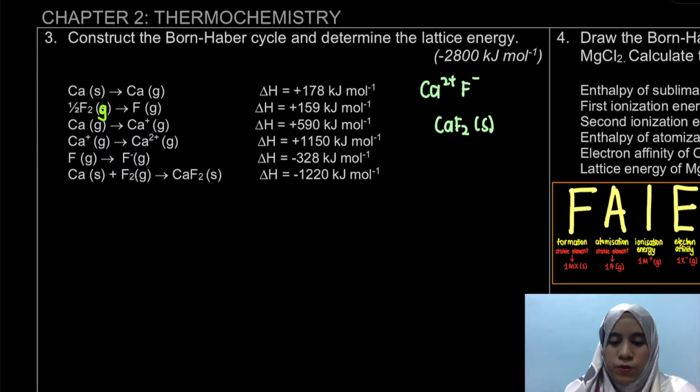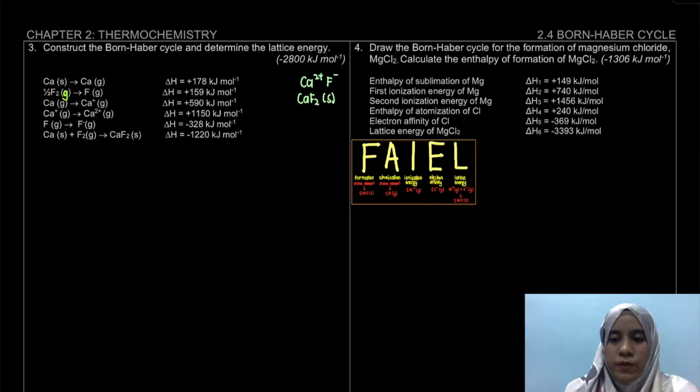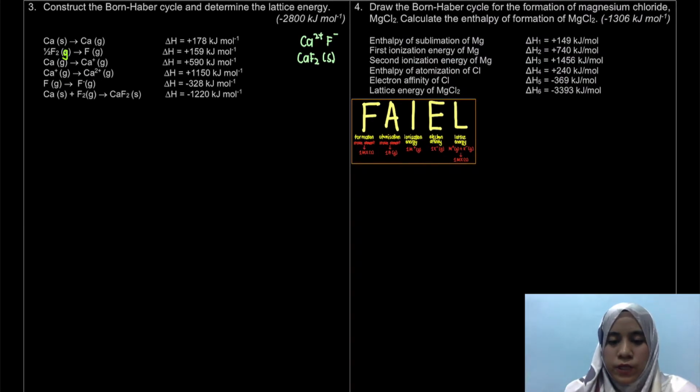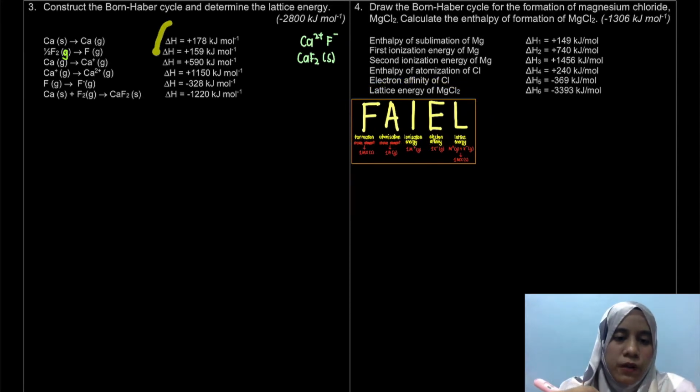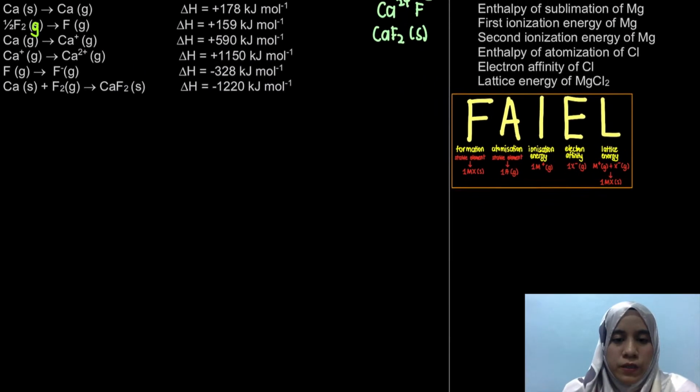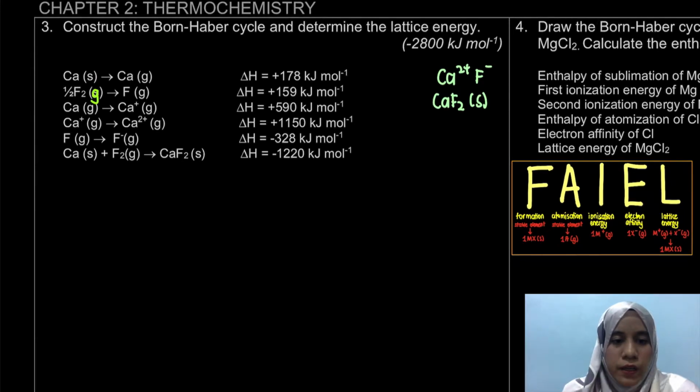Next, we're going to draw the Born-Haber cycle using all the enthalpies. Remember, we're going to write down the equation for each. From here, we only write down the enthalpy, so we have to determine which one is which. For the first one, calcium solid becomes calcium gas, 1 mole of gaseous atom. So here is the atomization of calcium.